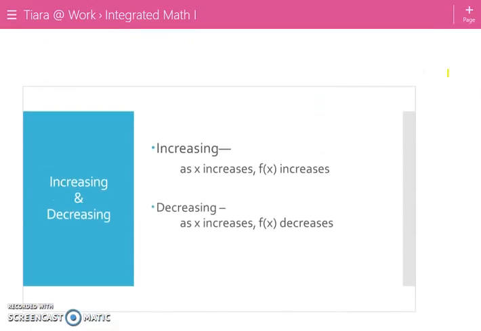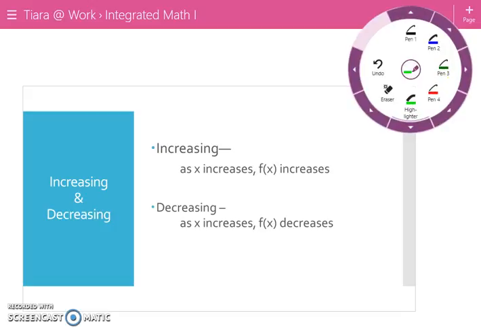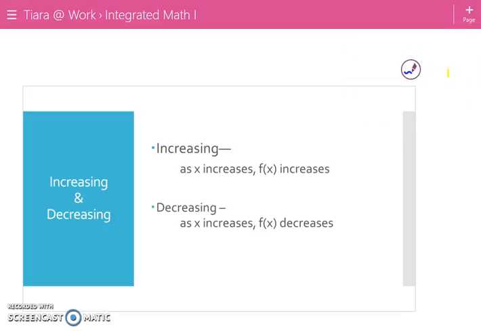All right, what about the next one? The next one is increasing and decreasing. So what is increasing? Increasing means to go up, right? So we're looking as x increases. So as x goes up, f of x goes up. That's how we know the function is increasing. For decreasing, as x increases, f of x decreases.